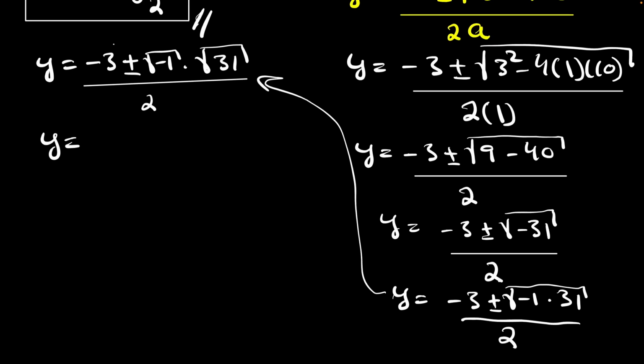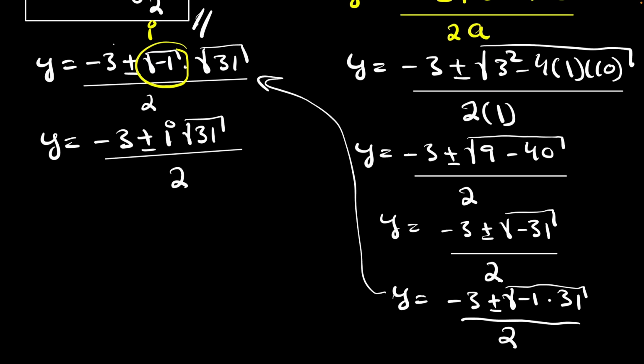Y is equal to negative 3 plus or minus. We cannot find the square root of negative 1. That's why I'm going to write this as i, the imaginary number. So instead of the square root of negative 1, I write i, and the square root of 31, because 31 does not have a complete square root. So over 2.